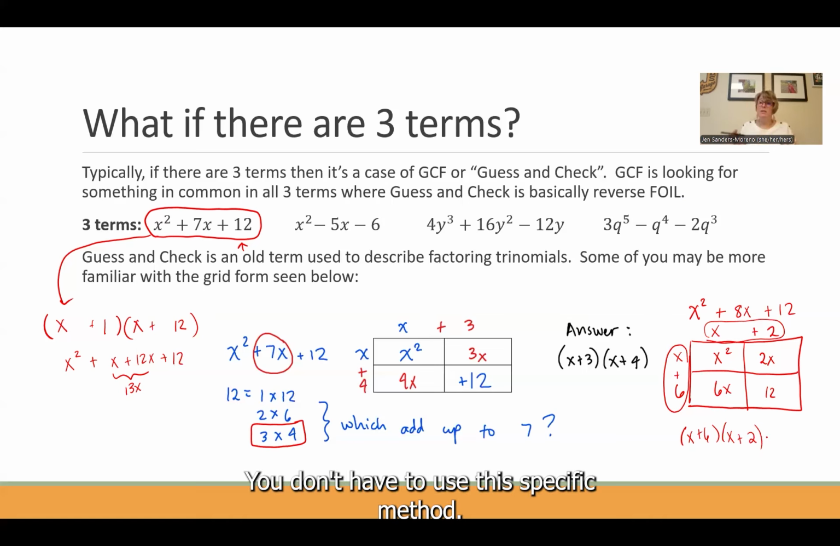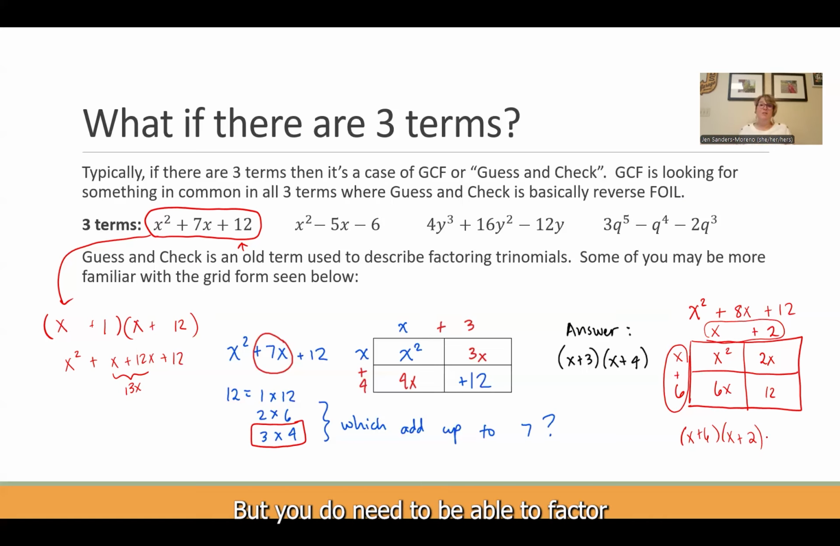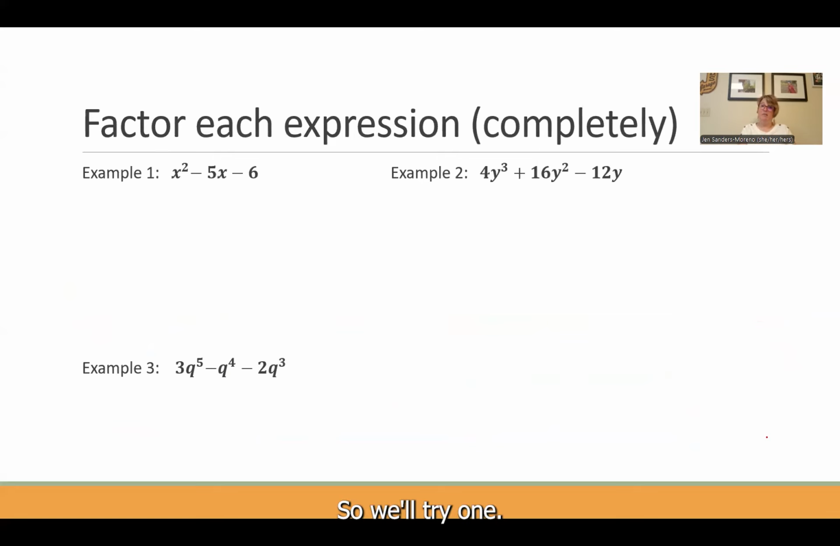You don't have to use this specific method, but I'm just trying to show you there are options, but you do need to be able to factor a trinomial. That's the fancy name for 3 terms, a trinomial. All right. So we'll try one. Let's do it.